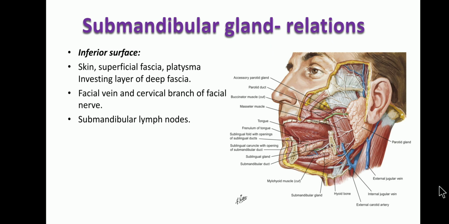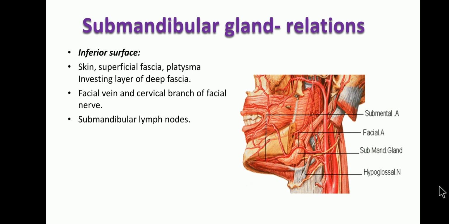Okay, so these are the relations of the inferior surface of the superficial part of the gland. Now next coming to the lateral surface. Before that, you are able to see the posterior end of the superficial surface is actually grooved by the facial artery. So the ascending limb of the facial artery makes a groove on the posterior end of the superficial part of the submandibular gland.